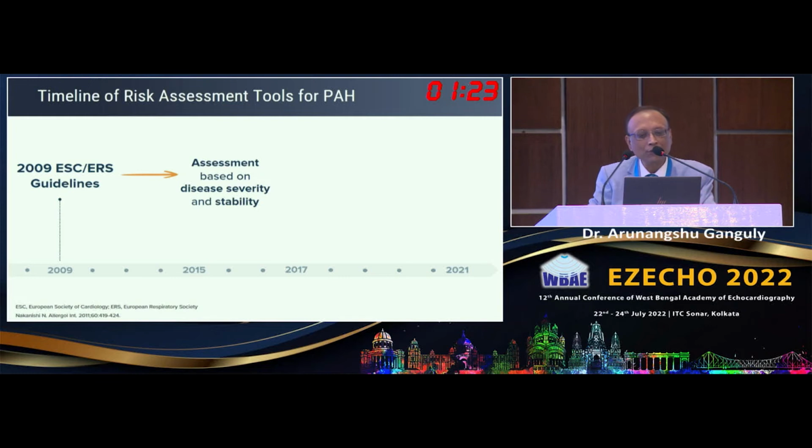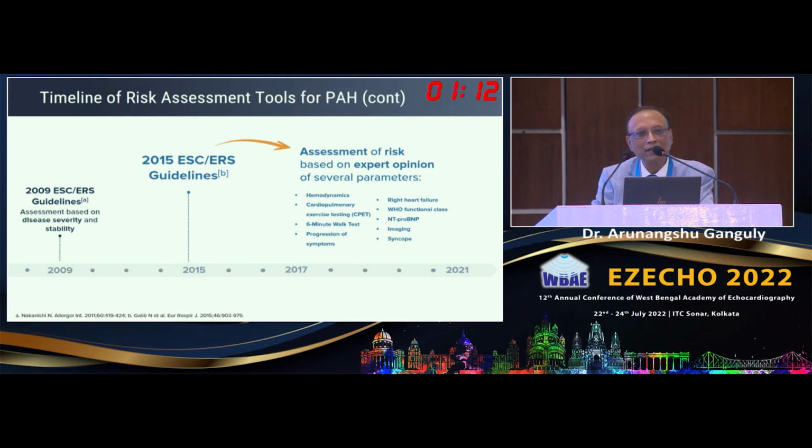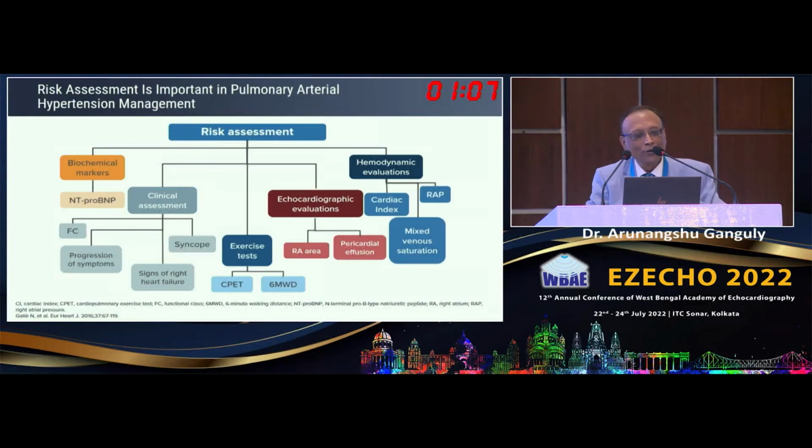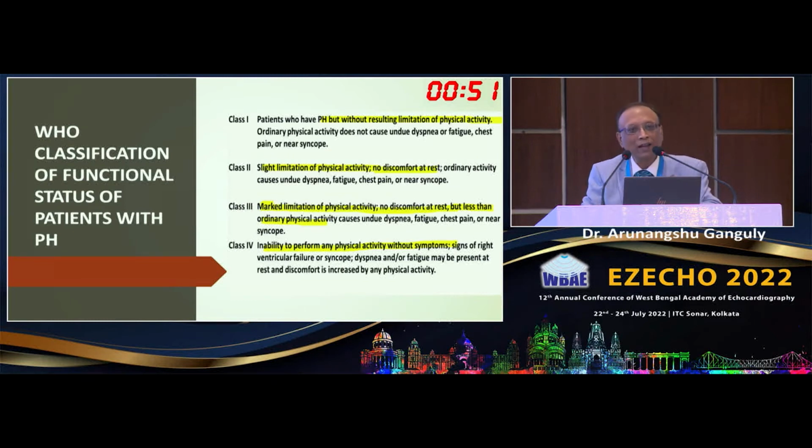In 2009, it was based on disease severity and stability. But now, in 2015, it is based on the various hemodynamics, functional capacity, and so on. So this is the patient test risk: the symptoms, the exercise tolerance, the RV function, and the hemodynamics. They give you the risk assessment in patients with pulmonary arterial hypertension. Functional capacity is according to the WHO classification, class 1, class 2, class 3, class 4, nothing to say here.